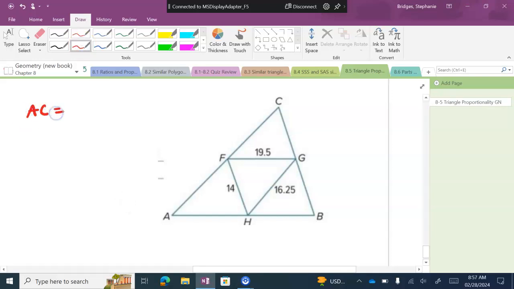Is AC a mid-segment or a side of my triangle? It's a side. Okay, so AC is this entire side here. Which segment is the mid-segment? Which one is it parallel to in my picture? GH, okay. So if GH is 16.25, how do I find AC?